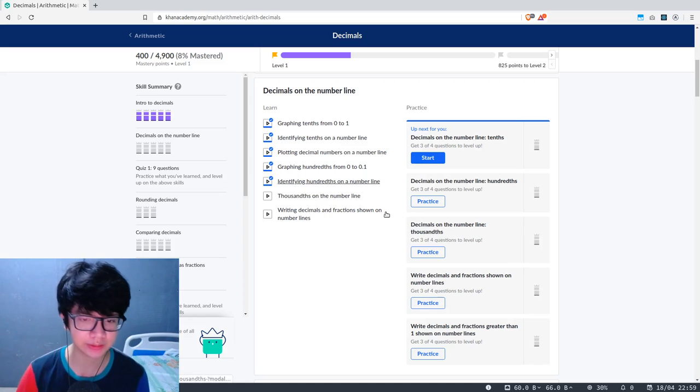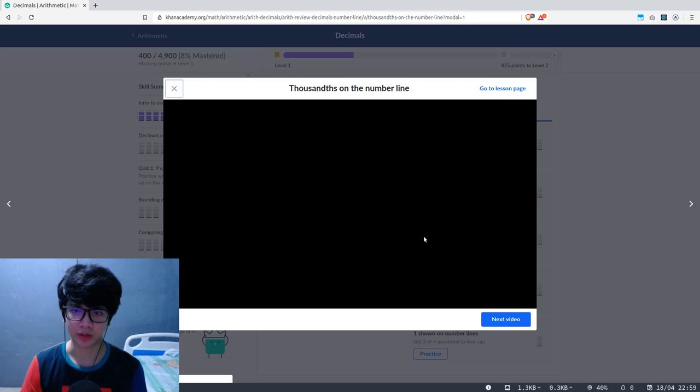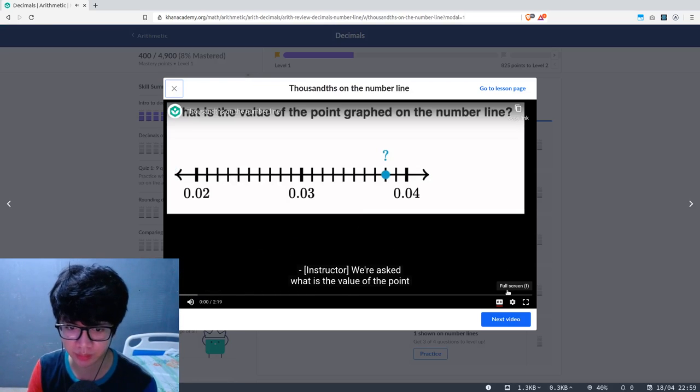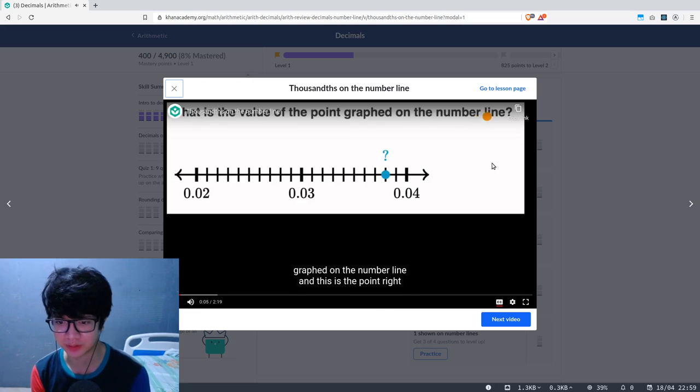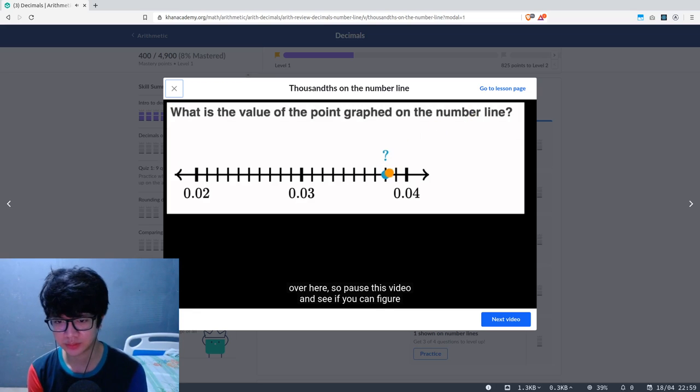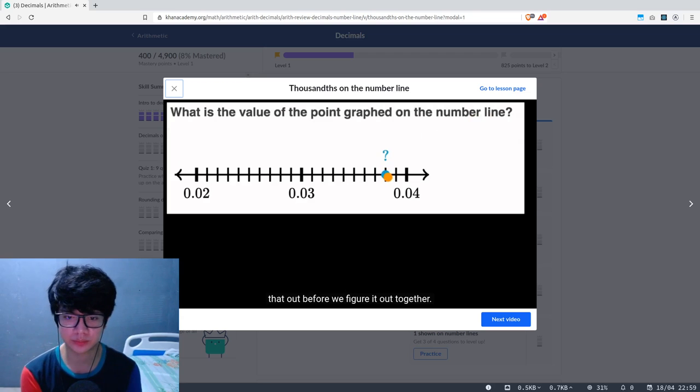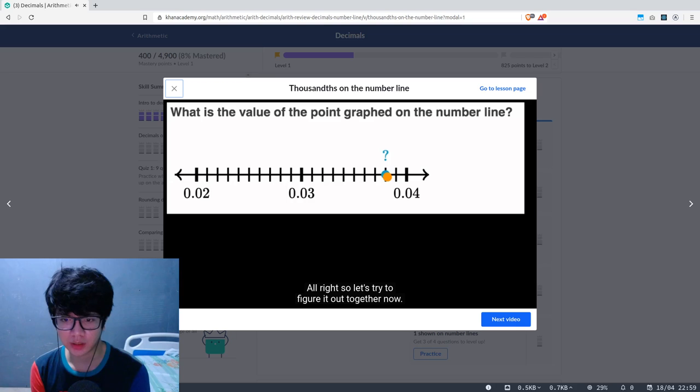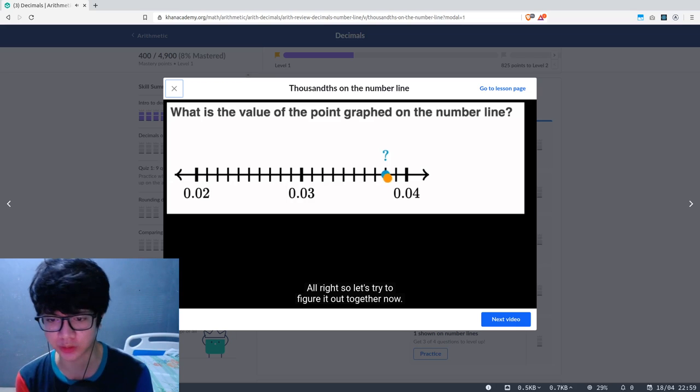Thousandths on the number line. We're asked, what is the value of the point graphed on the number line? And this is the point right over here. So pause this video and see if you can figure that out before we figure it out together. All right, so let's try to figure it out together now.